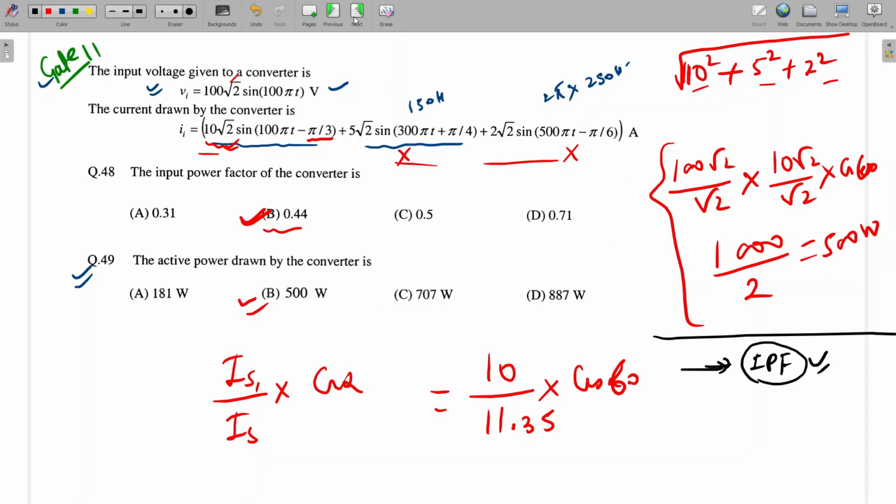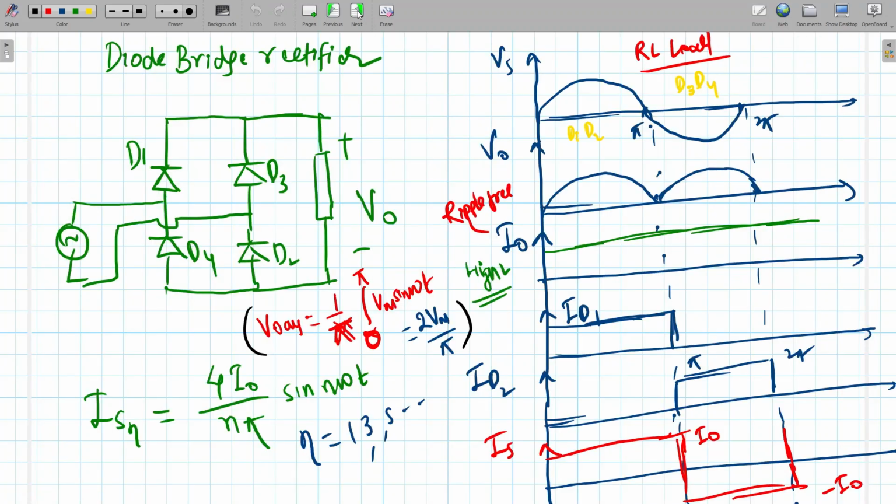Okay. So I'm moving to the next question, the next concept. This is a simple diode bridge rectifier I have taken. So how can we draw the waveform? This is the source voltage. Vs is Vm sin omega t. This is the source voltage.